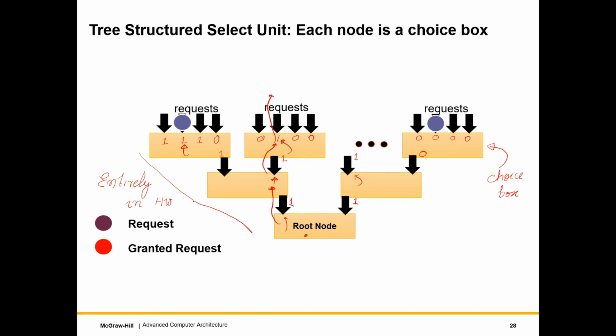So this tree is entirely implemented in hardware, and this is of course the VLSI implementation. All that we require is a little bit of state at each choice box to remember which input was chosen. Once that is done, we just aggregate the choices, keep going towards the root, and finally one is chosen and a reverse path is followed.